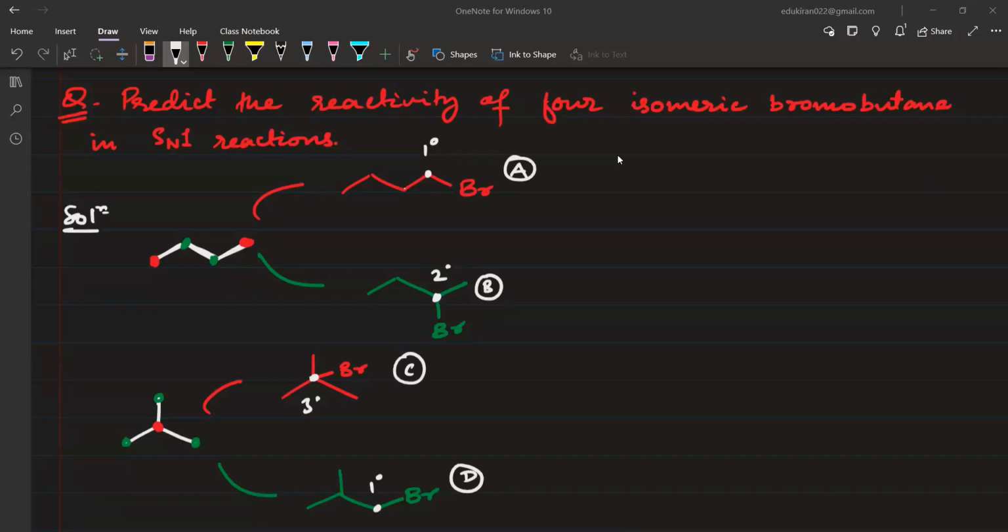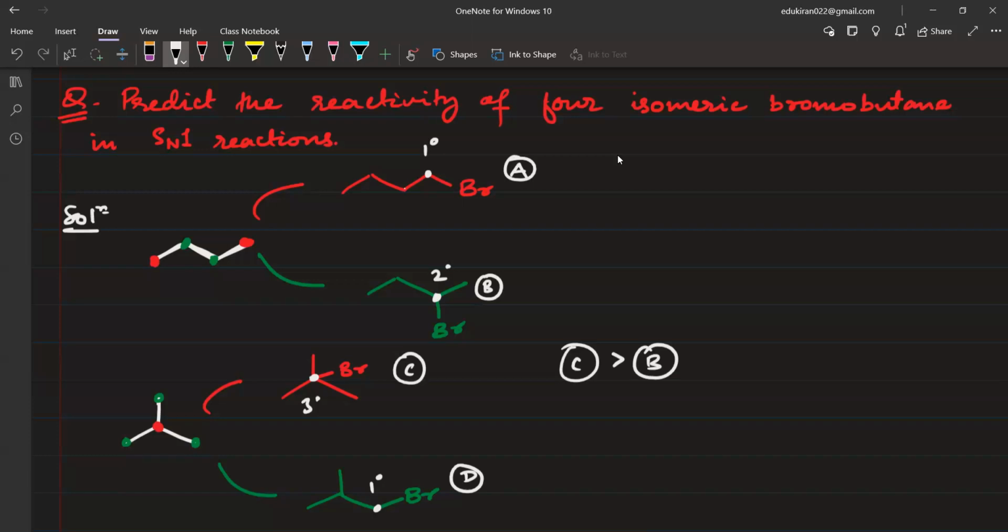So the structure which is 3 degree here, that is C, is going to be the most reactive. Then we have 2 degree, right? So the next one will be B, which is 2 degree. Now I have to compare 1 degree and 1 degree, that is A and D. Both of these are 1 degree. How are we going to compare both of these? It's very easy. Please see the last carbon atom and then the distance between them.